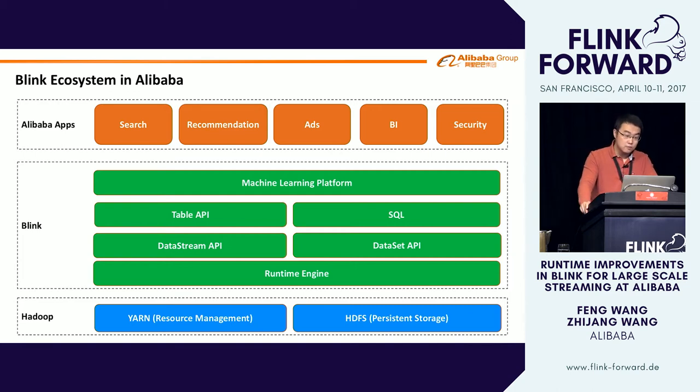Besides the DataStream and the DataSet API, Flink also provides high-level SQL and Table API for applications in Alibaba. This can simplify the development for the developer. Flink also has its own machine learning platform built on top of the Flink engine. Flink has supported many key online productions in Alibaba, such as search, recommendation, ads, business intelligence, and security.